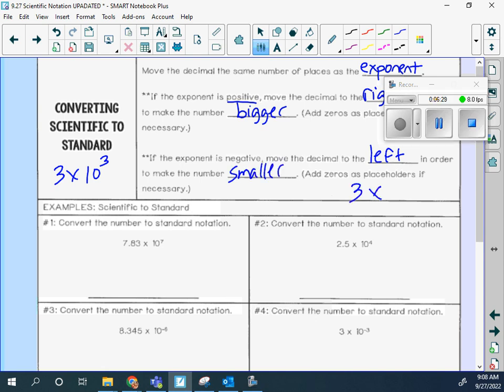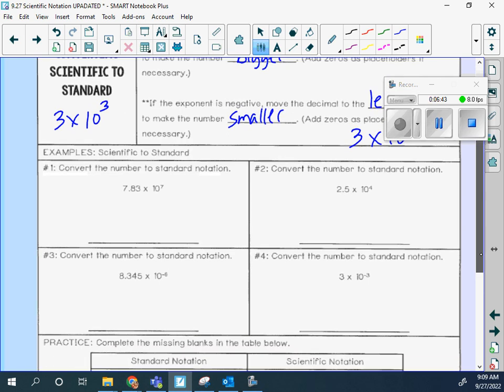So again, if I have 3 times 10 to the negative third, that tells you it's a really small number, right? Okay, so now let's do it. We have 7.83 times 10 to the 7. Unlike when we did it before, they had all those extra zeros. I don't have enough space here, so the first thing I'm going to do is rewrite it down here where I've got some space, times 10 to the 7. This tells me it's getting bigger, so I'm going to move my decimal to the right. How many times? 7. 1, 2, 3, 4, 5, 6, 7.